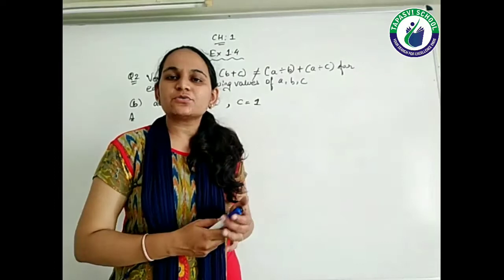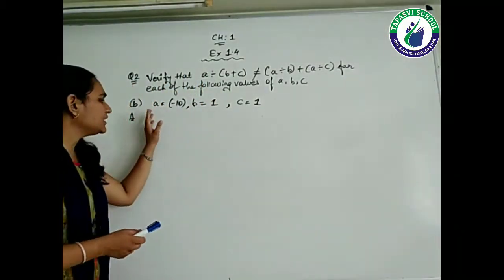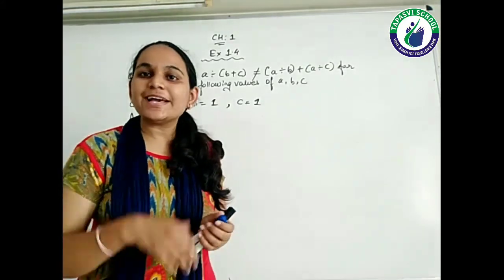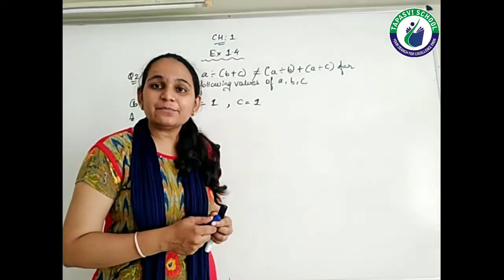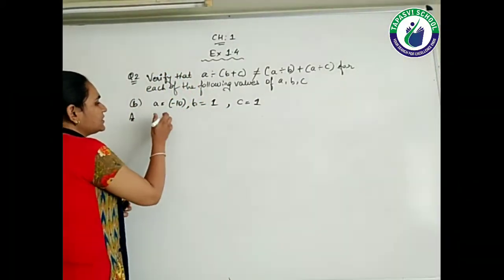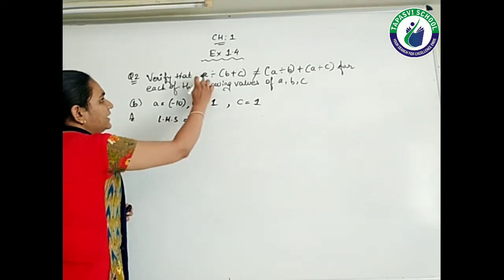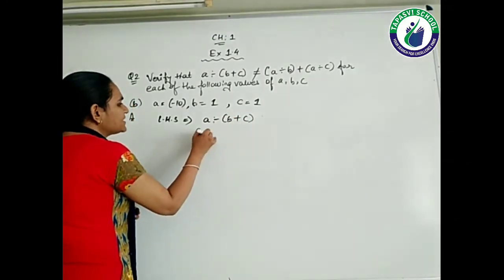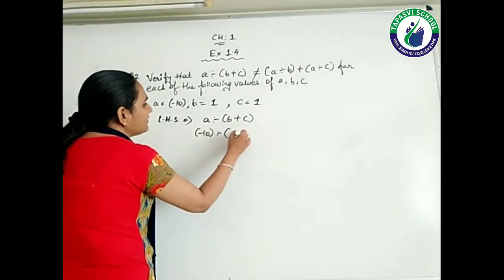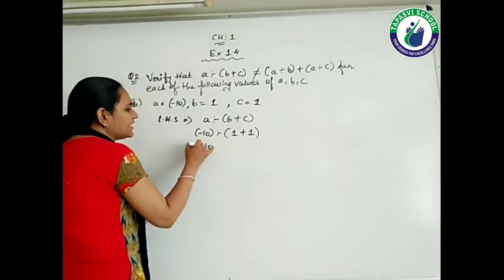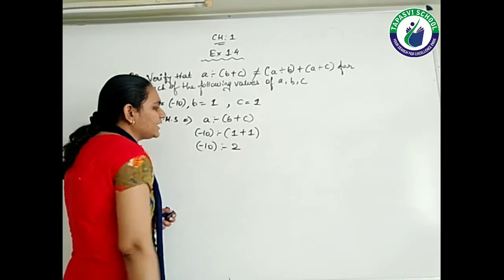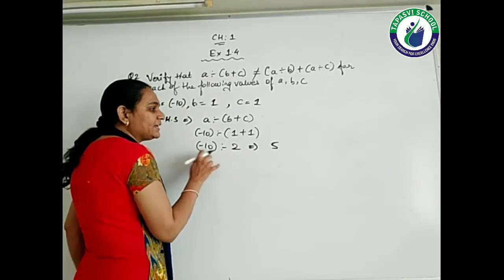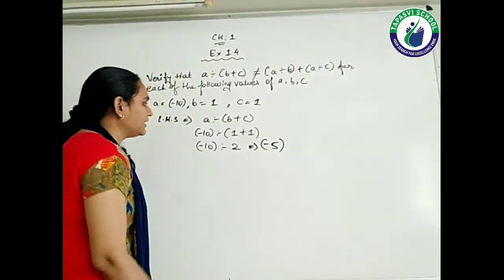Right students? Okay students, now let's see the B question. A value is minus 10, B value is 1 and C value is 1. So here also we need to prove as we did in question number second A, right? So my LHS students, A divided by B plus C. So the value of A is minus 10, the value of B is 1, the value of C is also 1. So minus 10 divided by 1 plus 1 it is 2, right? Now 10 divided by 2 student it is 5, but 10 is having negatives and the answer will also be a negative one only, right?